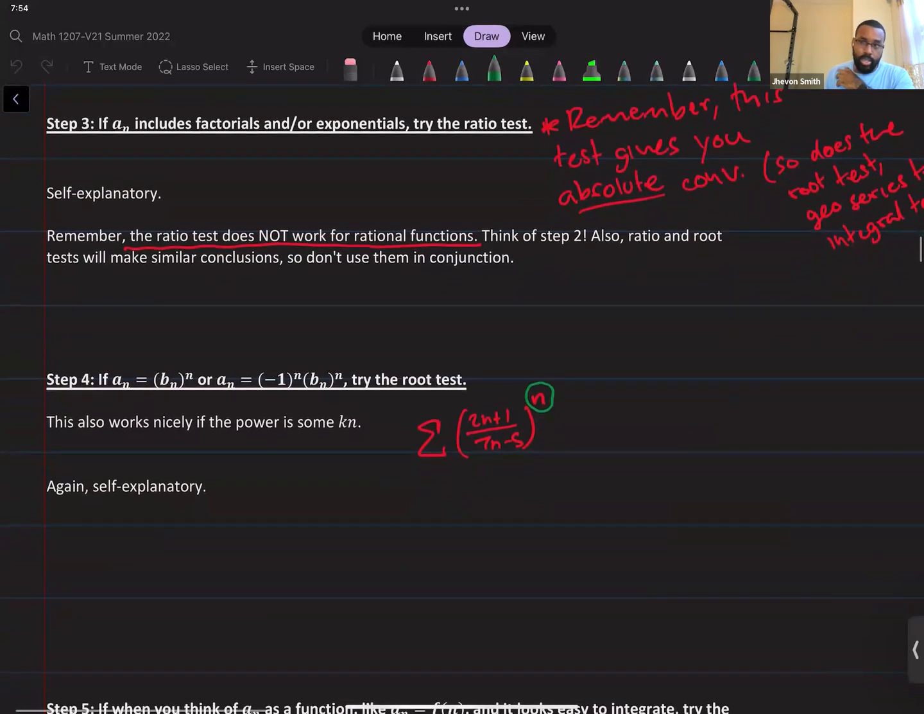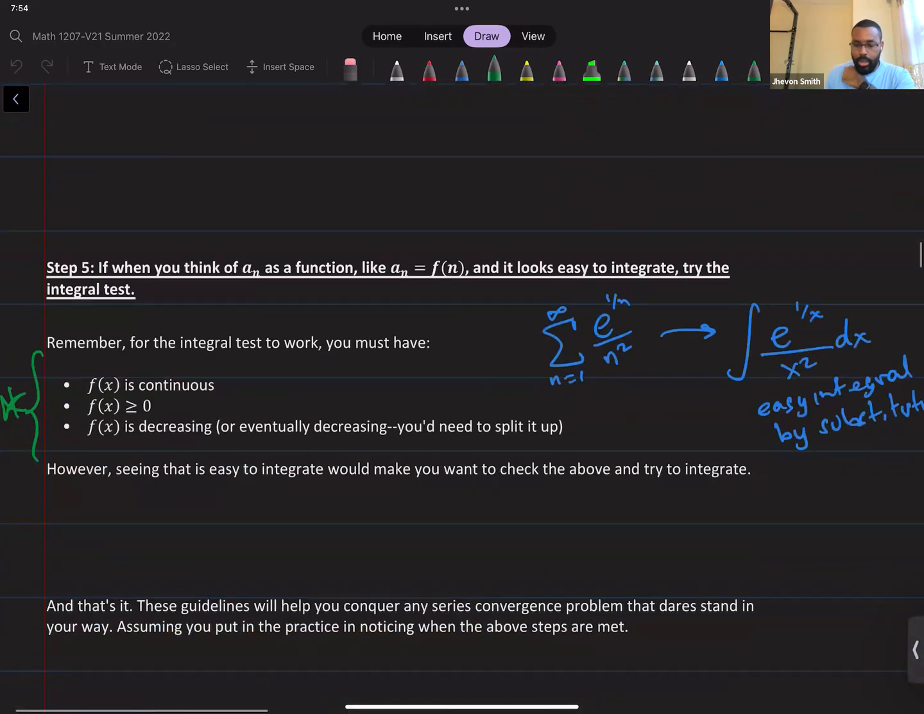Factorials in it, use the ratio test. Exponentials in it, also use the ratio test, would be a good thing to try. If you have something to a power, the root test would be a good thing to try. If you see something that's kind of easy to integrate, provided that these three conditions are fulfilled, the integral test would be nice.